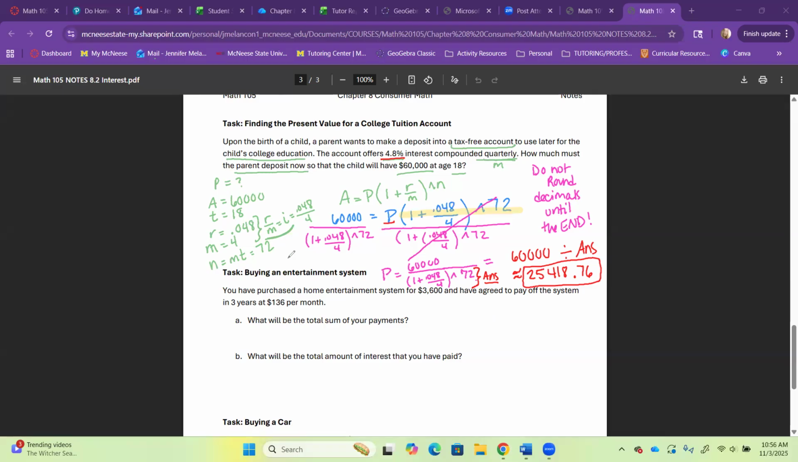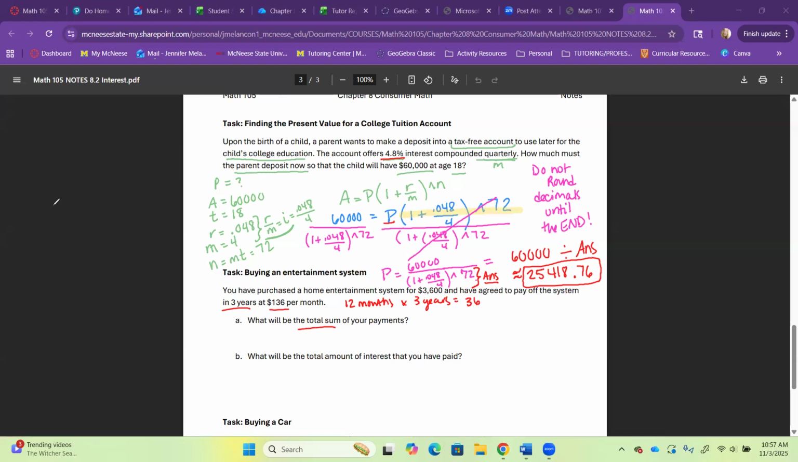So this amount you pay gives your total sum of payments, and we're going to assume we're going to pay this off in 3 years, so it's going to be once a month. So 12 months in a year times 3 years, that's going to be 36 payments that we will make at this amount. So how much is the total sum of your payments and what is the total amount of interest you paid? So what you actually paid minus what the original amount was.